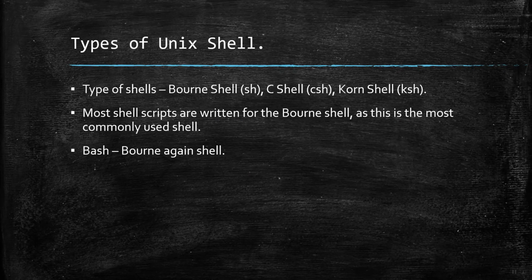Types of Unix shells. Unix has different types of shells like a Bourne shell, C shell, and Korn shell. Most shell scripts are written for the Bourne shell as this is the most commonly used shell. Bash is a Bourne Again shell. This is the enhanced version of Bourne shell.